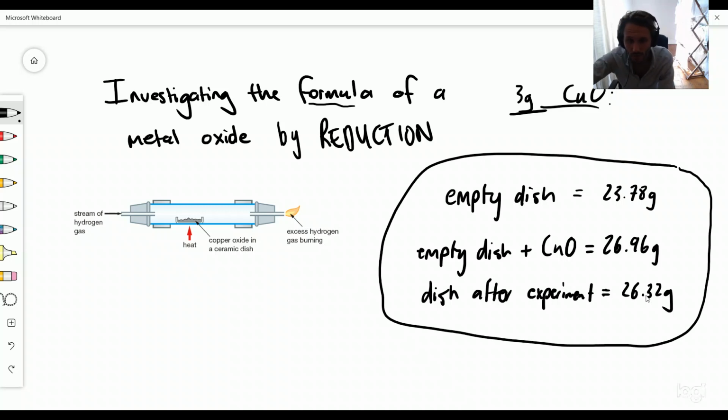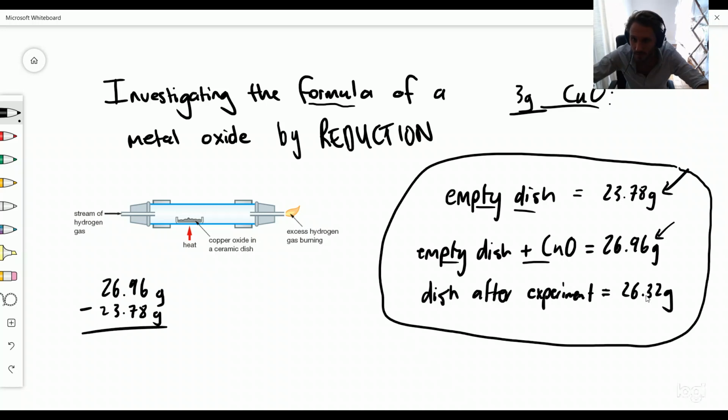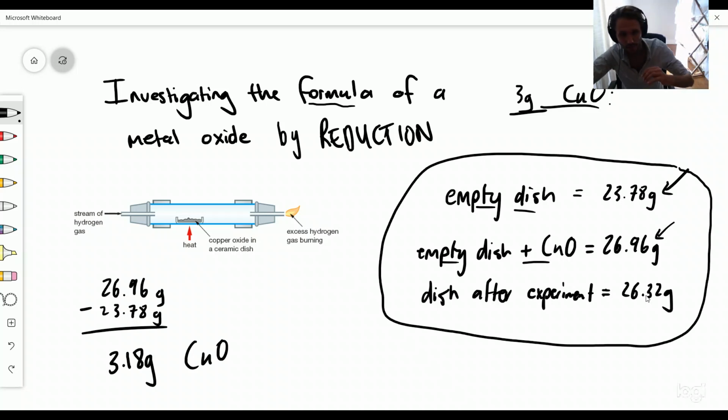Okay, so this is the crux of the calculations: you need to use these values to work out how much copper weighs and how much oxygen weighs. Remember, after the experiment, we've just got copper remaining over here. So to work out the weight of copper oxide, we've got copper oxide plus the empty dish, and then we've got the empty dish over here. So if we simply say 26.96, that's this value here, minus 23.78 grams, this is going to give us the mass of copper oxide. If you type this into your calculator, 3.18 grams. Okay, cool, that's copper oxide.